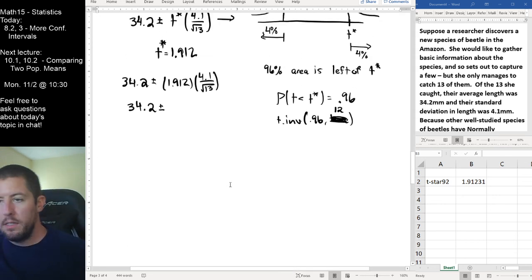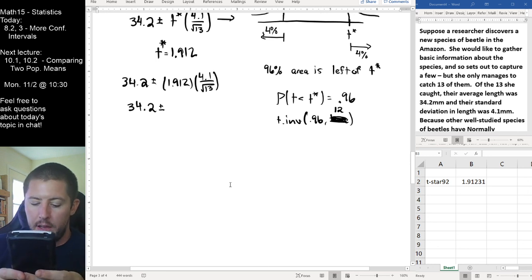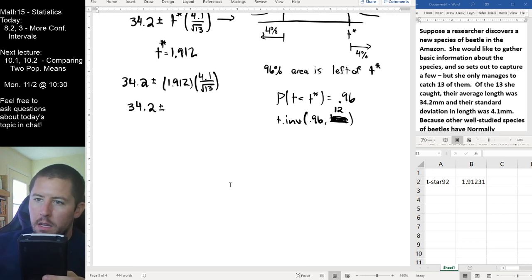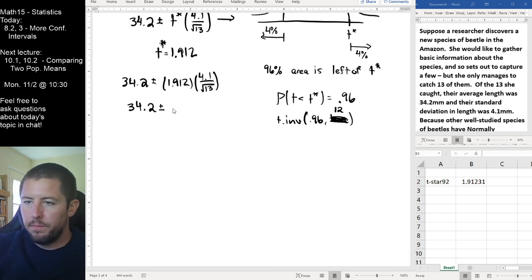All right, so let's go to our calculators here and get some computation going. I've got 1.912 times 4.1 divided by the square root of 13. That's giving me 2.174. So this tells me that my interval is centered at 34.2 with a margin of error of 2.174. So this says to me, I think the population average is 34.2. That's my best guess. I am 92% confident that it's within 2.174 of that.